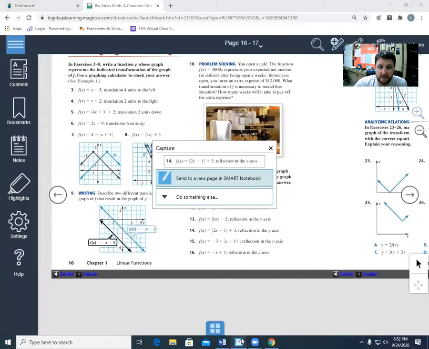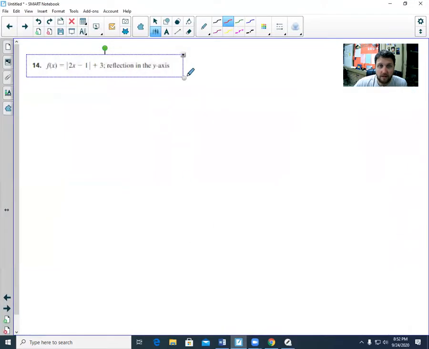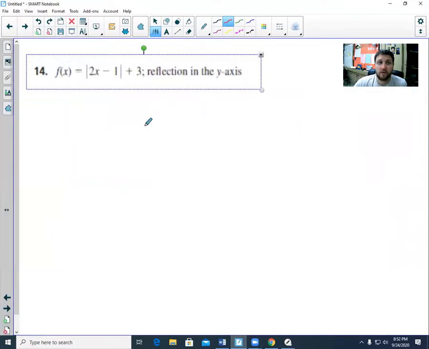If we look at number 14 and we pull this up into our whiteboard here, we want this to be a reflection in the y-axis, which means a reflection over the y-axis. Reflections over the y-axis mean anywhere I see an x right here, I am going to put a negative, okay?